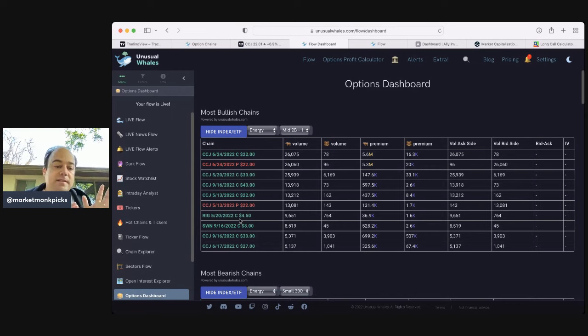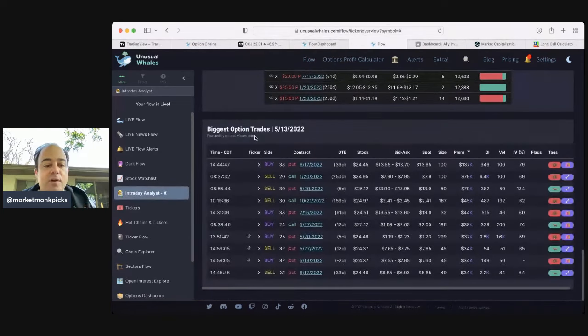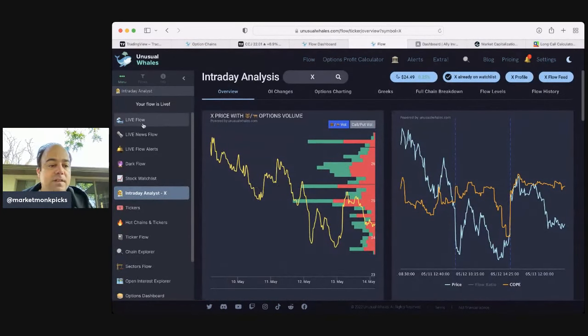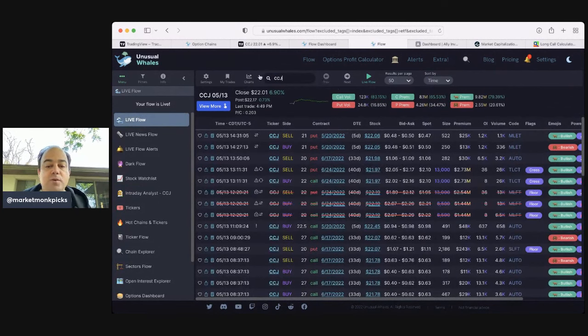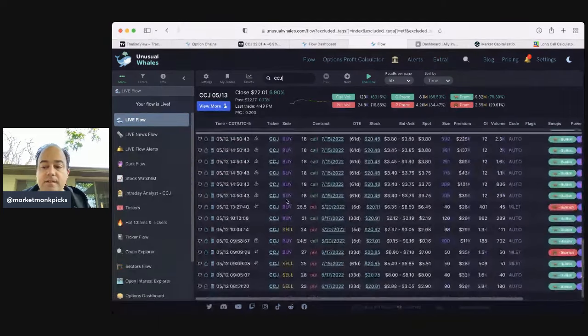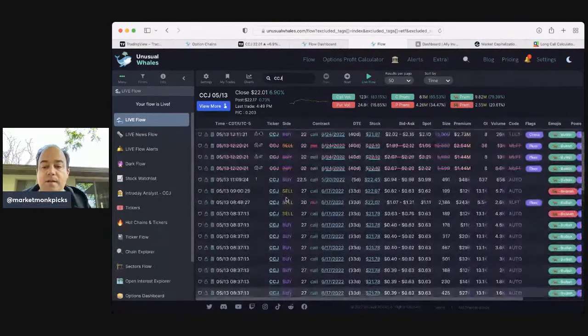So I go into the week with an idea that I'm bullish on uranium, and I first get that idea here on the options dashboard by looking at the different market cap sizes. And then I go into the live flow. What did CCJ do? I can see that it's overwhelmingly bullish here.